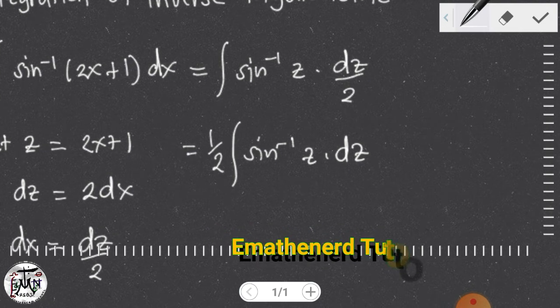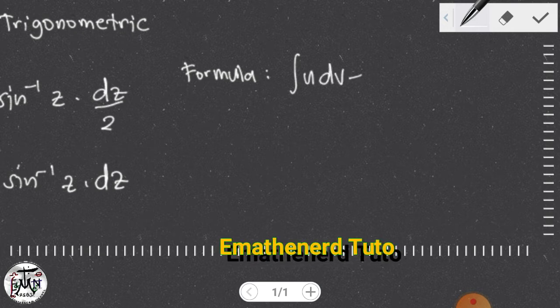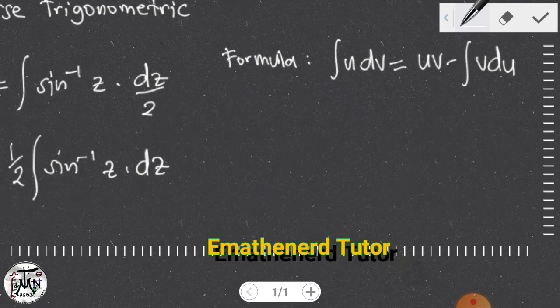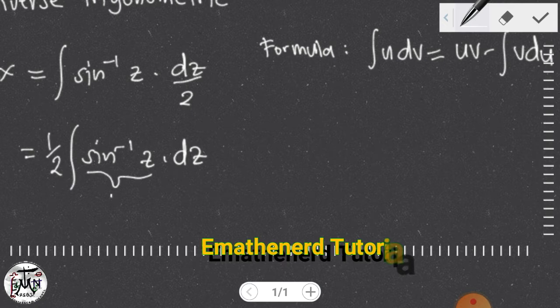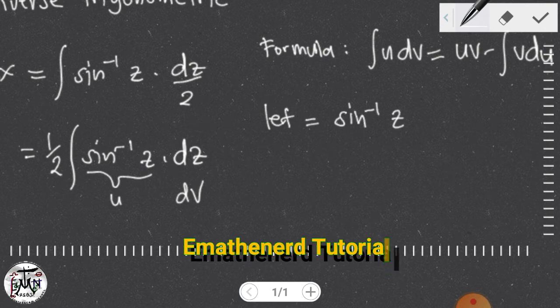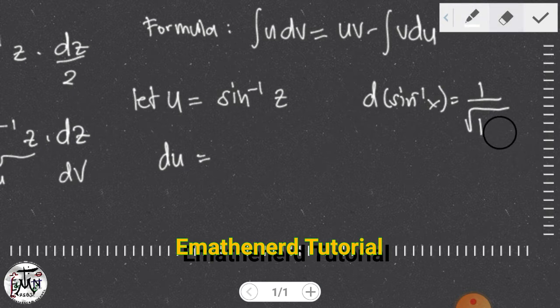First, we use the formula for integration by parts: the integral of u dv equals uv minus the integral of v du. So we let u be sine inverse z, and dv be dz. The derivative of sine inverse z is 1 over the square root of 1 minus z squared dz, so du equals dz over the square root of 1 minus z squared.